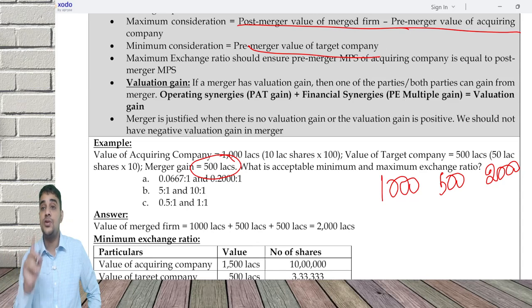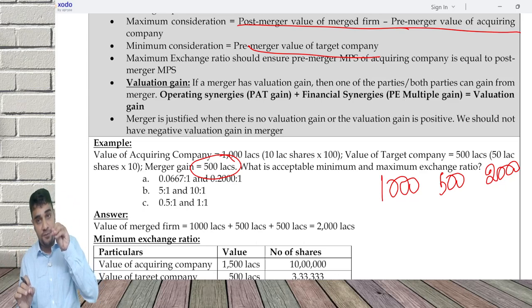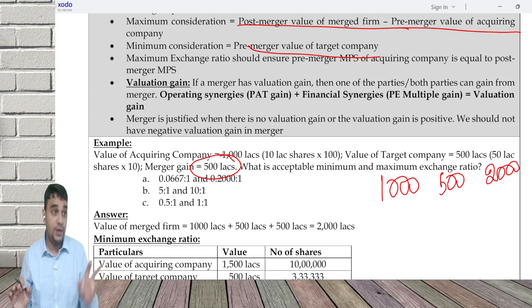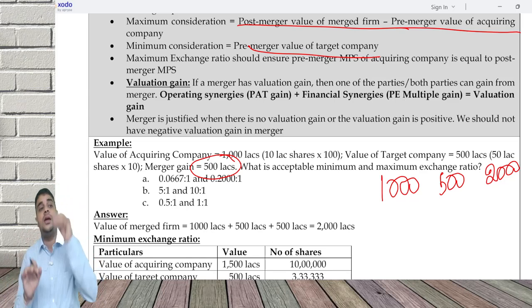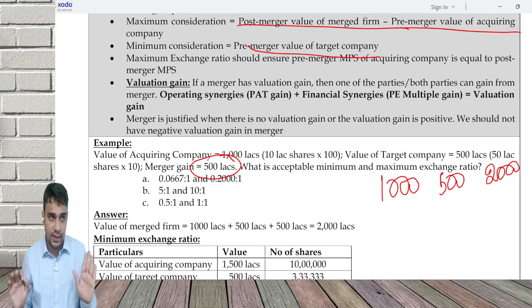Minimum, I'll pay 500. That's not the exchange ratio, that's a consideration. How to come to the exchange ratio, I'll explain. Minimum is 500. What is the maximum you can pay? 2,000 minus the 1,000. If you pay 500, TC will say I don't make any gain. If you pay 1,000, AC will say I don't have any gain. But that's okay. That's the deal.